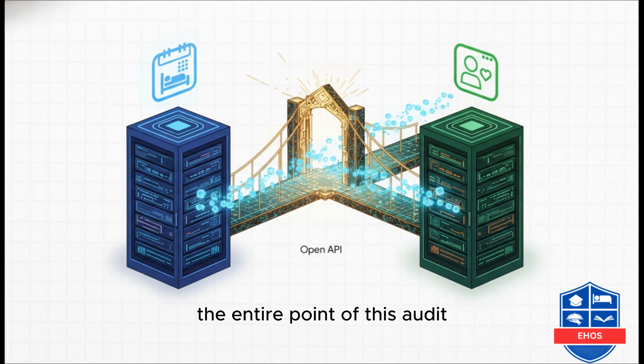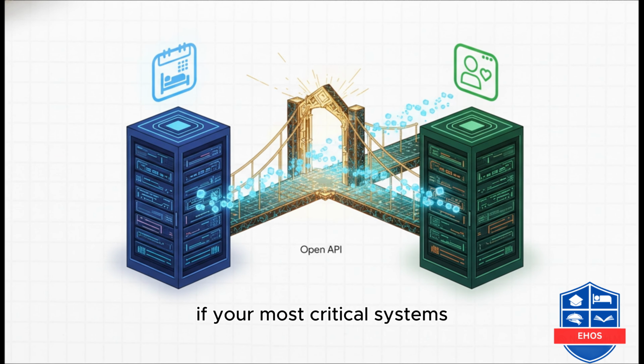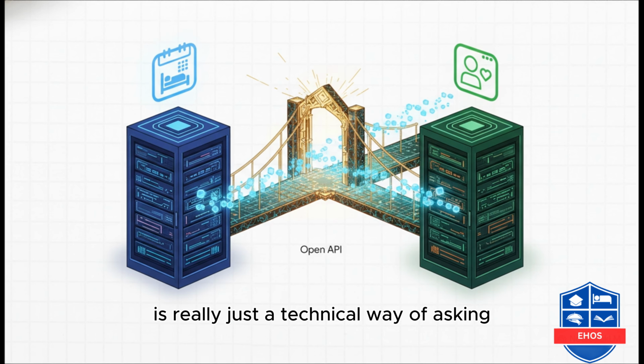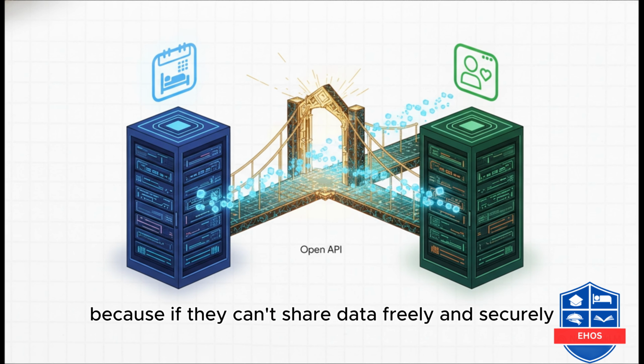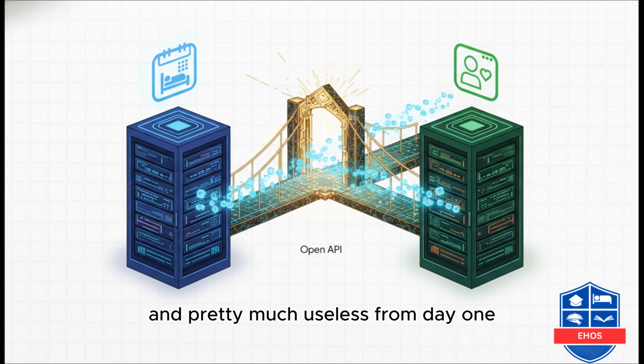The entire point of this audit really boils down to answering these key questions. You're just trying to figure out if your most critical systems, your PMS and your CRM, can actually communicate with each other. Asking if they have an open API is really just a technical way of asking, can we build a bridge between them? Because if they can't share data freely and securely, any new AI tool you buy is going to be isolated and pretty much useless from day one.